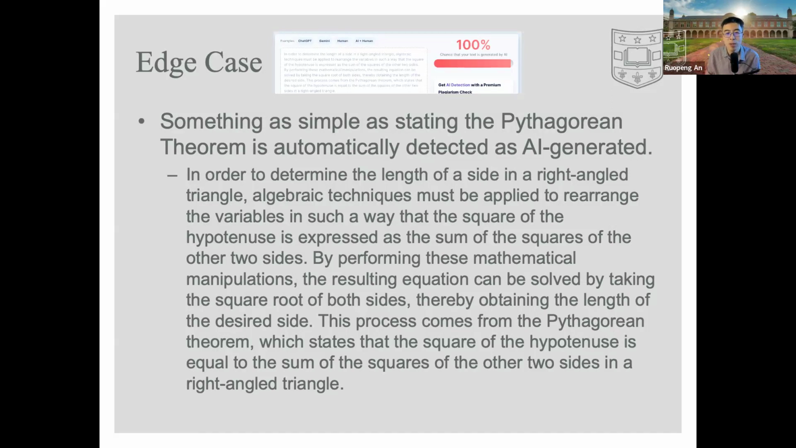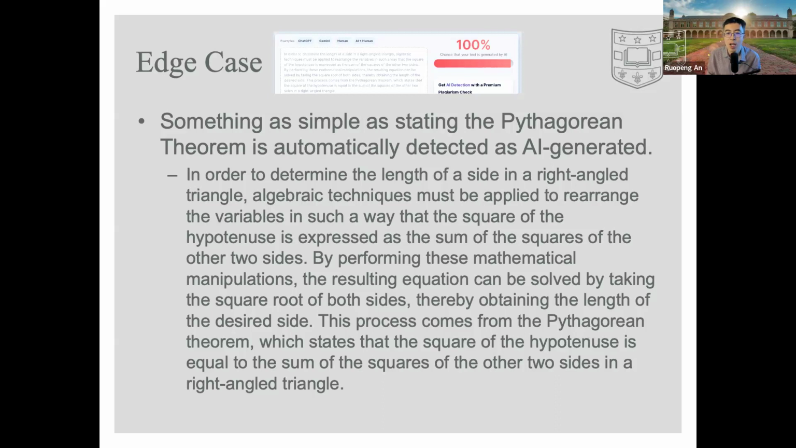In order to determine the length of the side of a right angle triangle, algebraic techniques must be applied to rearrange the variable in such a way that the square of the hypotenuse is expressed as the sum of the square of the other two sides. You can read the rest, right?